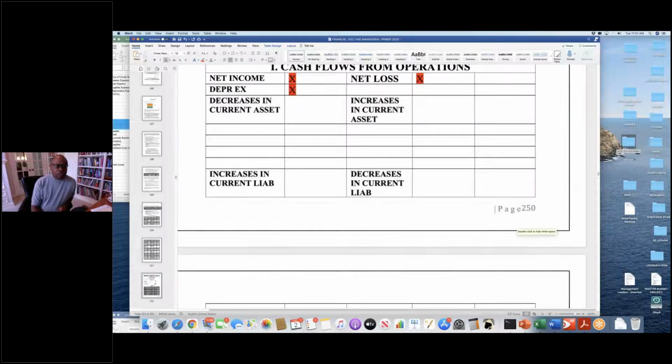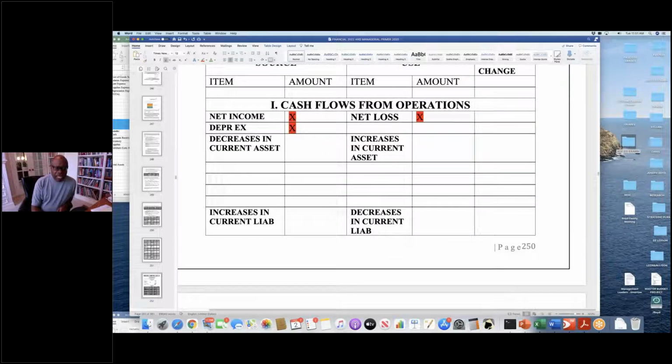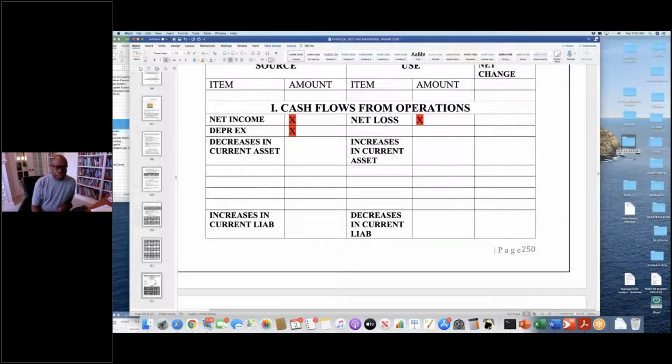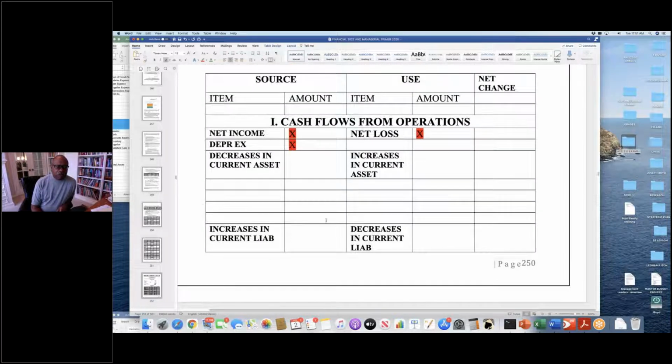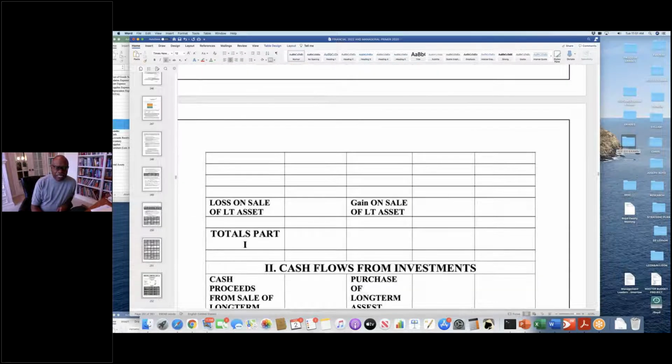Operations is the net income, all the current assets, and all the current liabilities. That's the operating part of the company. So we have to look at those and see what happened here. If there's a loss on the sale of a long-term asset or a gain on the sale of a long-term asset, it's in the net income, so we take it out. When we put this here, that's taking it out.